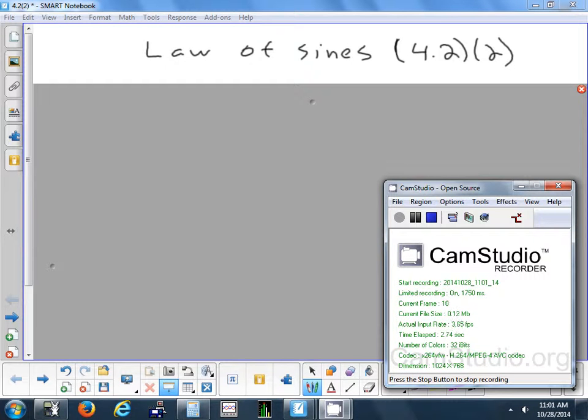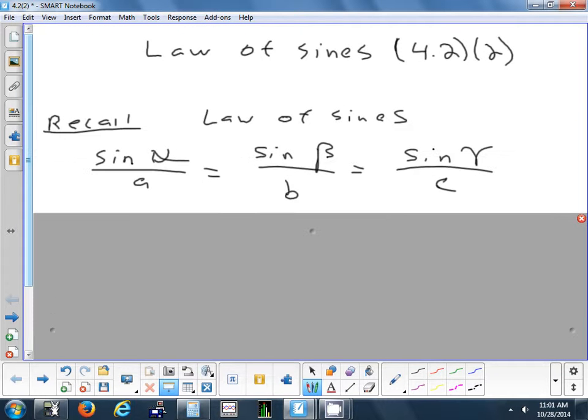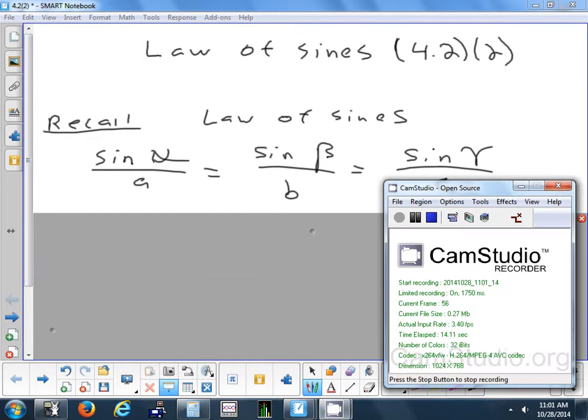All right, so today we're going to finish up law of sines. Okay, same section. It's 4.2, part 2. Okay, so just as a reminder what the law of sines is for anybody who was absent yesterday.